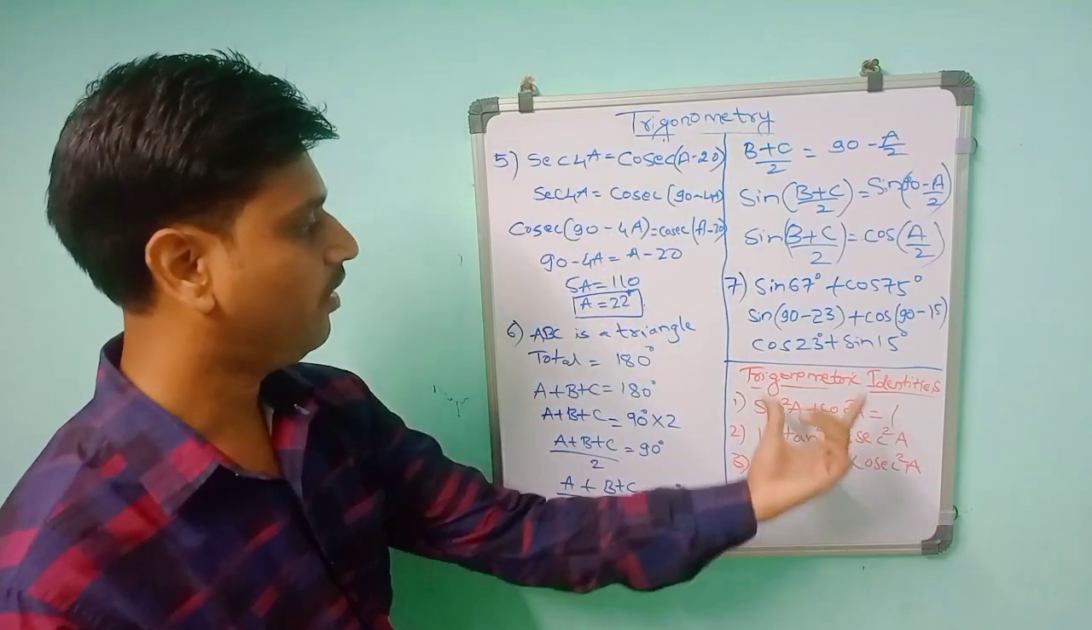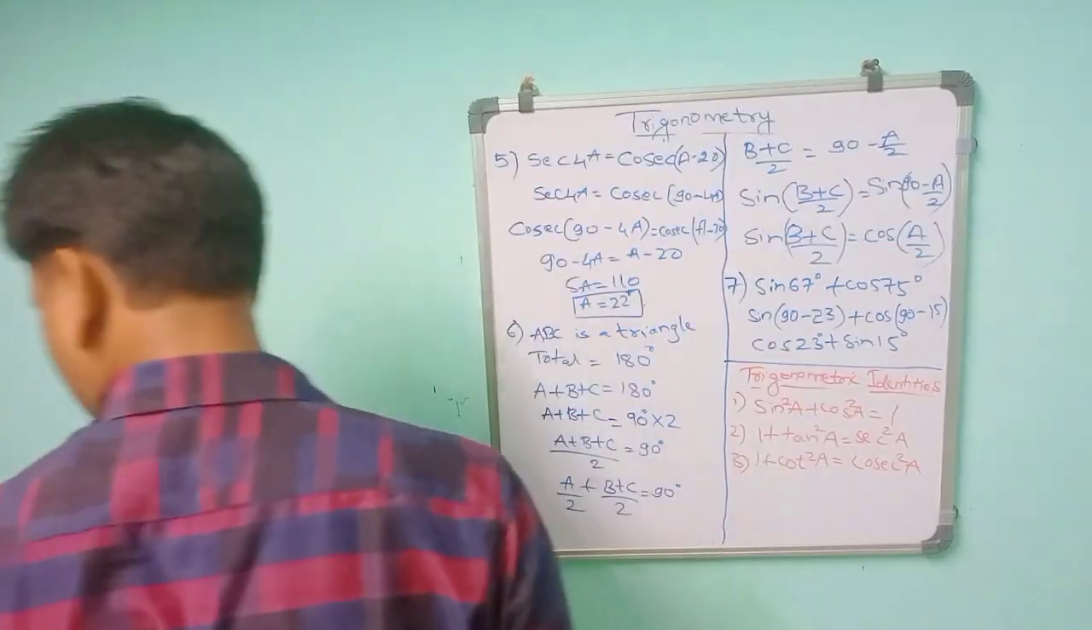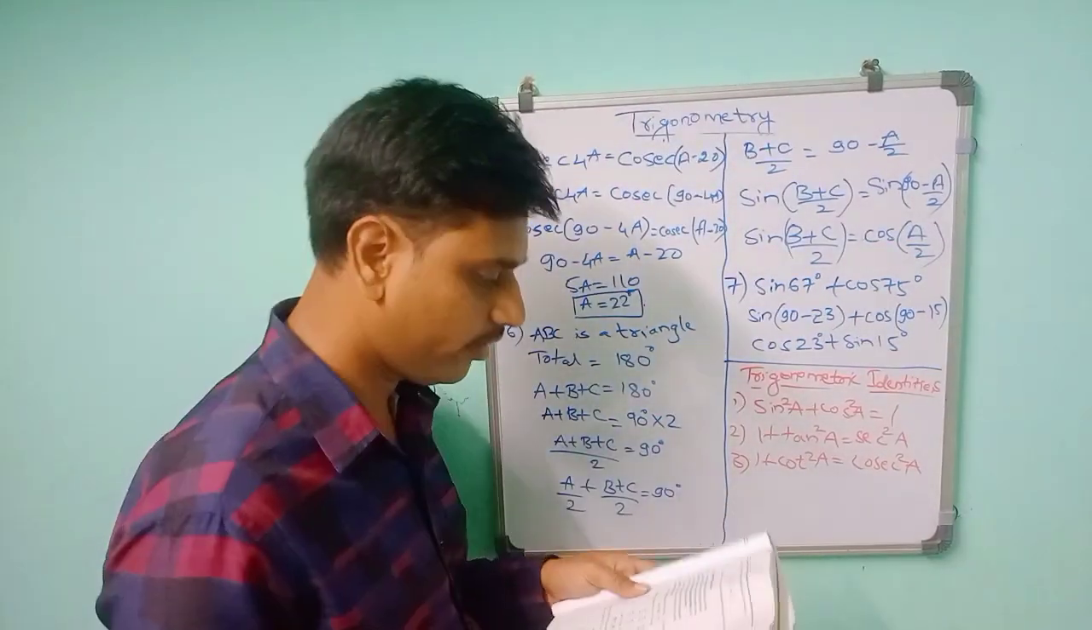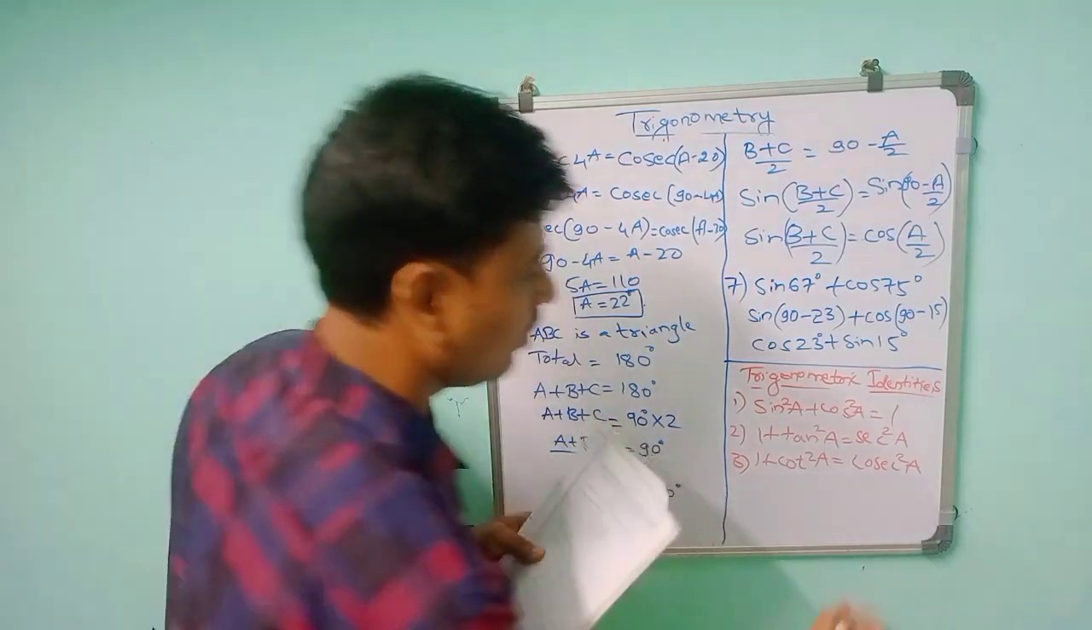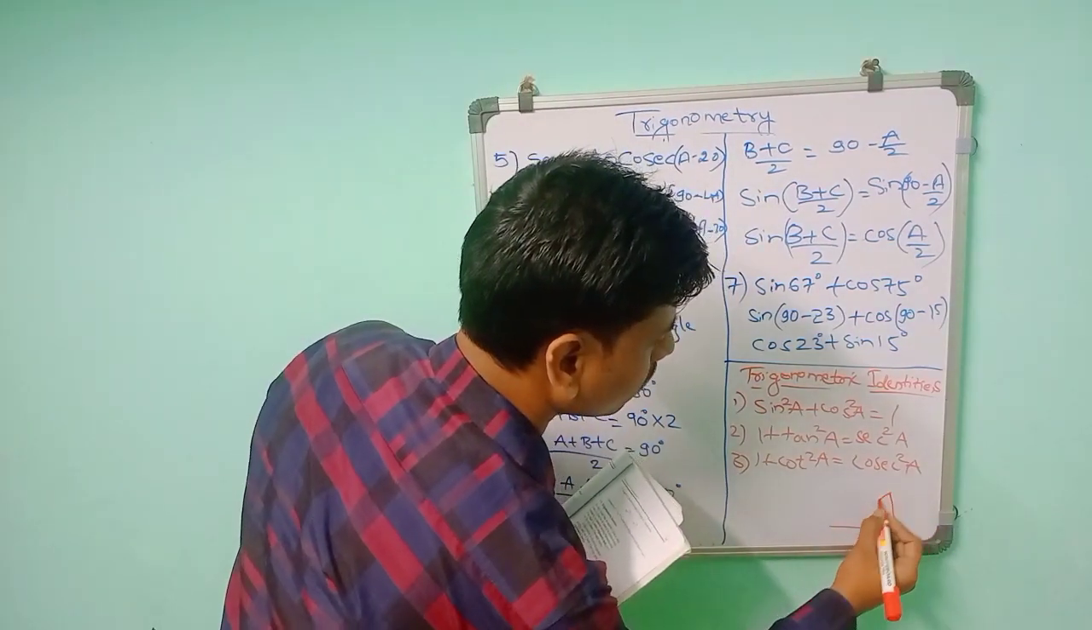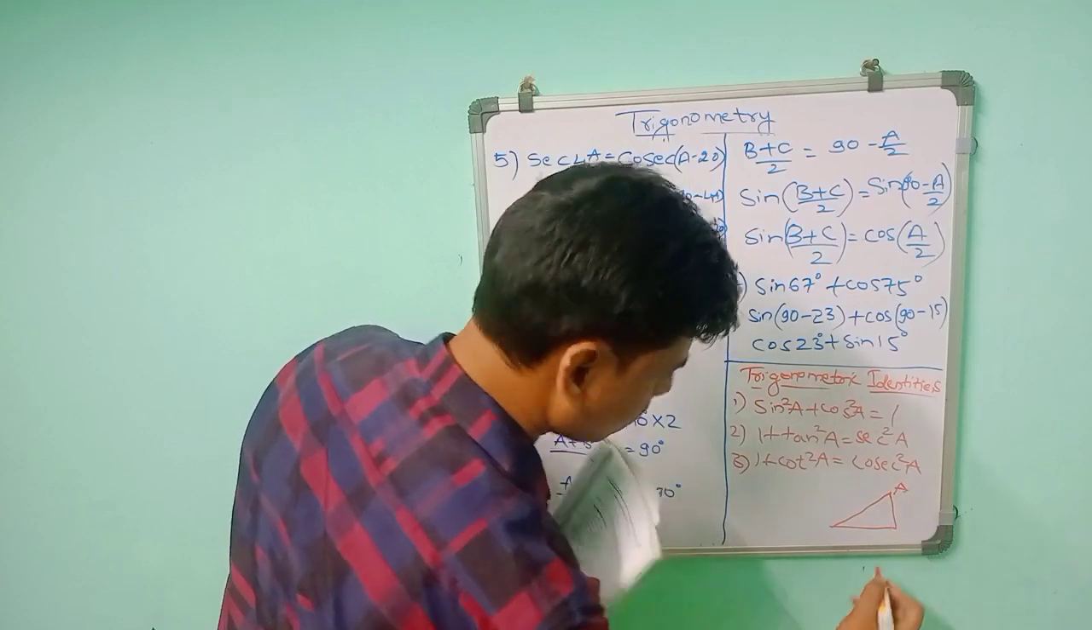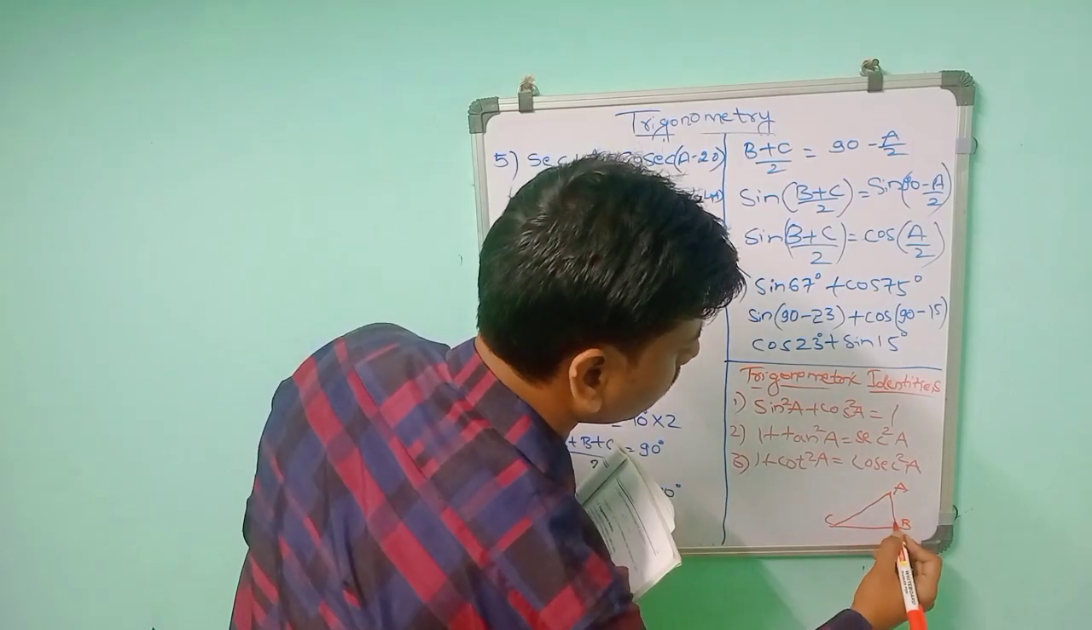So how these identities came about is given in the textbook. First they have taken a triangle ABC.